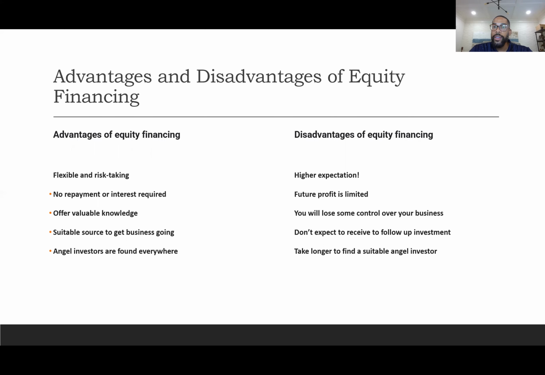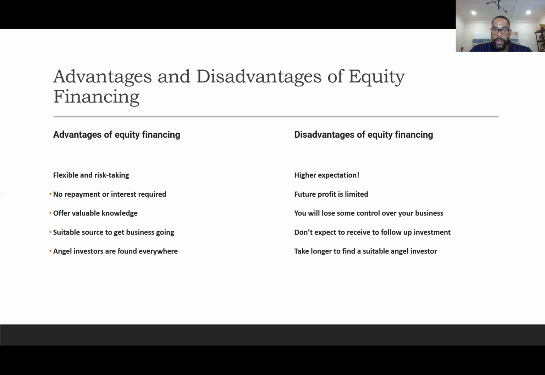The advantages and disadvantages of equity financing. The advantages are that it's flexible and risk-taking. No repayment or interest is required. They offer valuable knowledge, a suitable source to get business going, and angel investors are in abundance, okay?